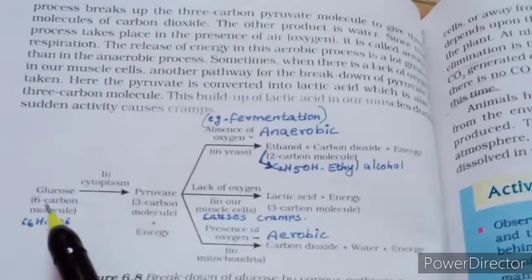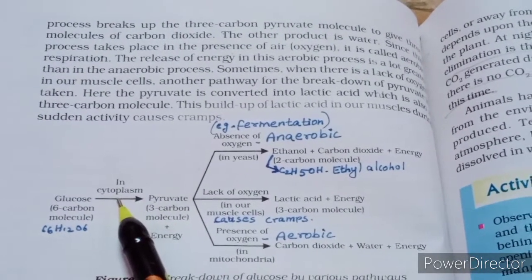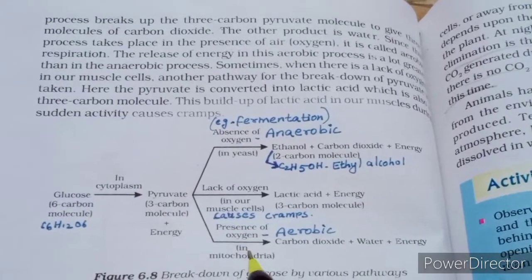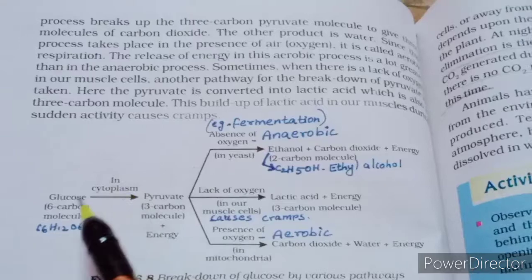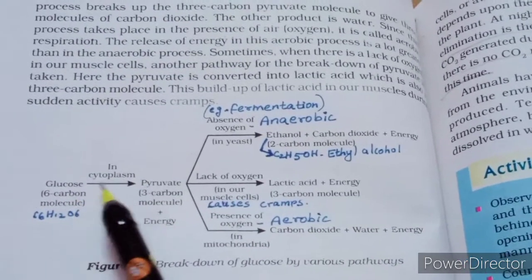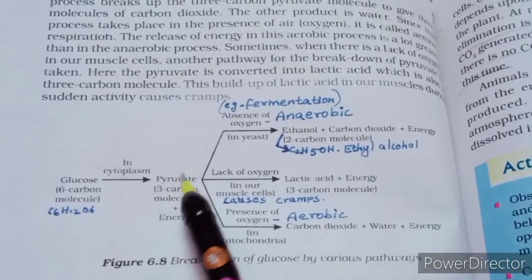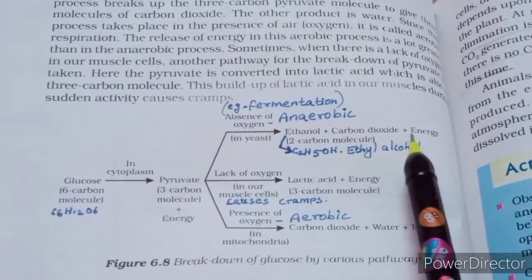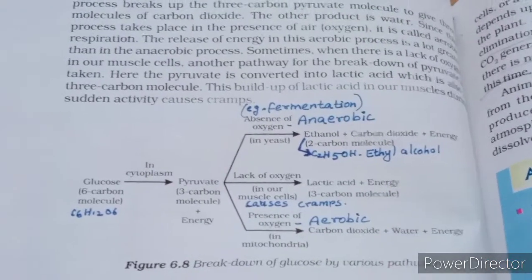this equation. So first aerobic: glucose into pyruvate, that takes place in the cytoplasm, and the pyruvate is converted into carbon dioxide, water and energy. And anaerobic: you write this equation like glucose is converted into pyruvate, which takes place in the cytoplasm, and the pyruvate is converted into ethanol, carbon dioxide and energy. So all these 5 points are to be covered in the differences.